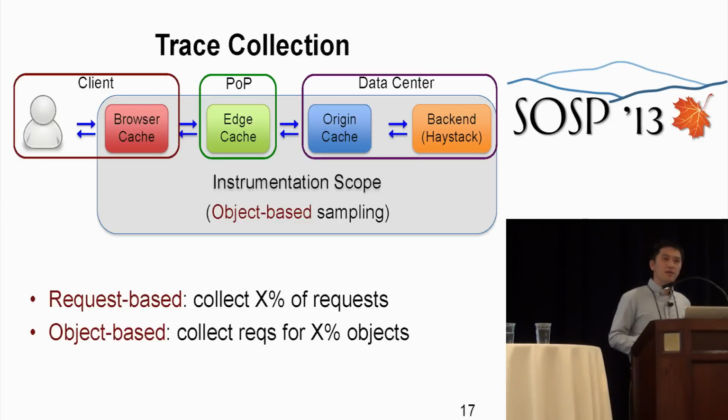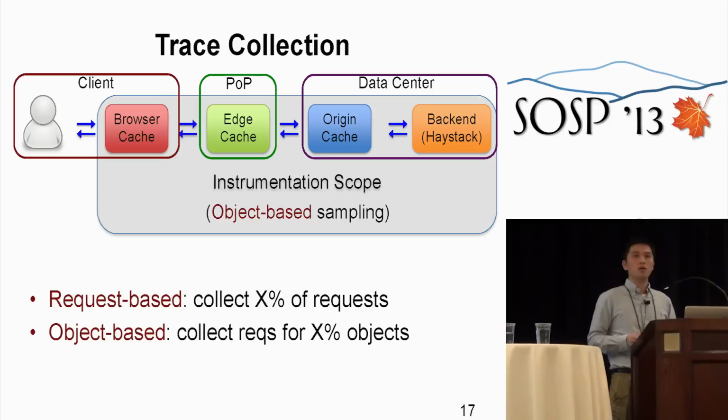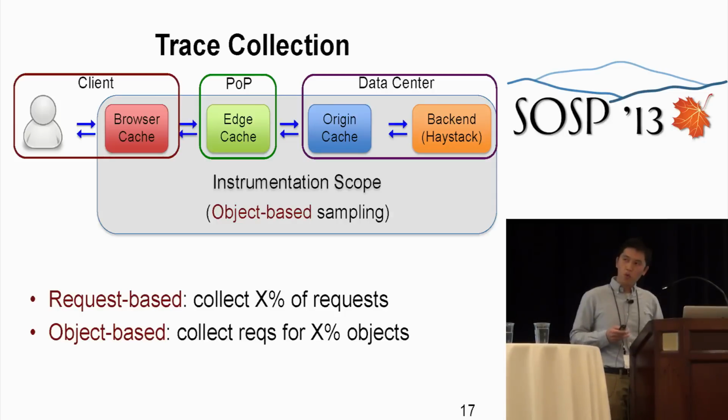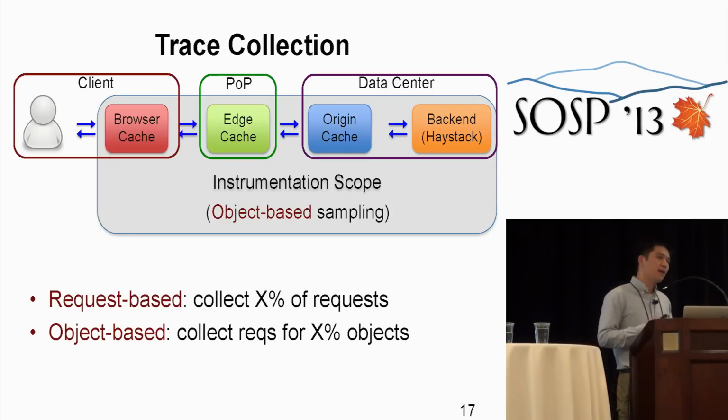We also modified the production code on Facebook servers across the layer so we can really watch the traffic flowing through the entire stack. There's a lot of traffic, so we have to do sampling. And the sampling method we pick is based on objects. What does it mean? In general, when you're trying to sample workload, you have two options. You can sample based on the number of requests you have seen, or you can sample based on the objects you're serving and collect the requests for those sampled objects.